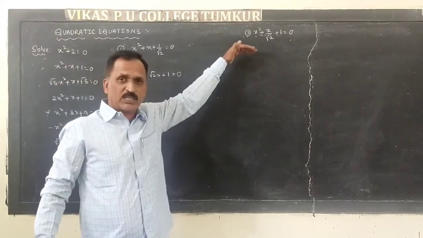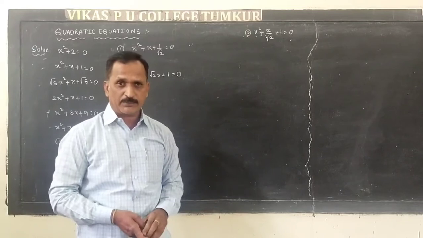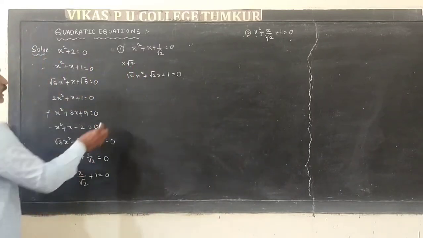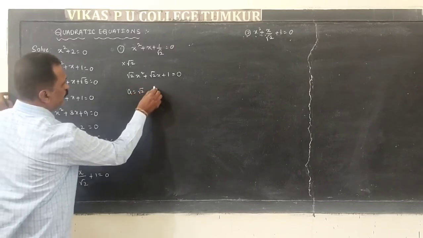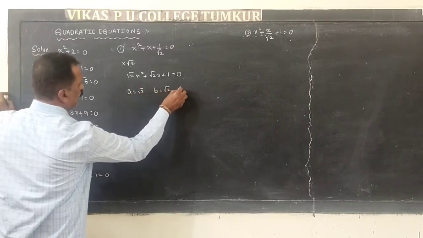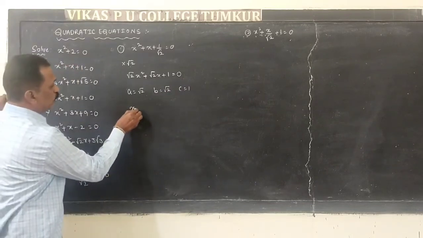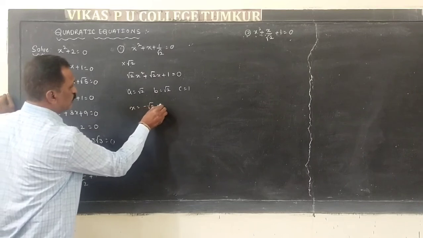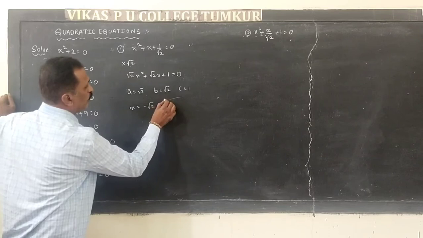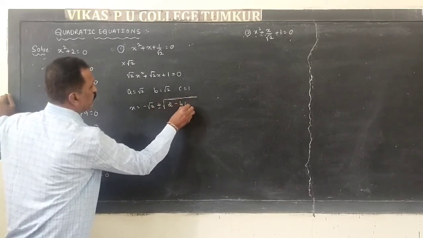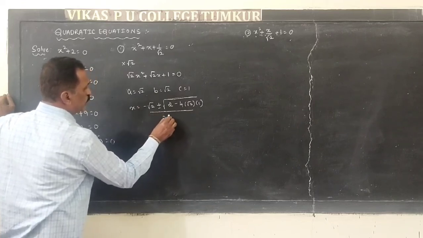Similar in this problem. This problem has the same procedure. You can do it as homework, another assignment. Okay? Now if you compare this, the coefficient of x square is root 2, the coefficient of x, b, is root 2, and the constant is 1. Then the value of x is equal to minus b, minus root 2, plus or minus root of b square, root 2 whole square which is 2, minus 4ac, 4 into root 2 into 1, divided by 2a, 2 root 2.